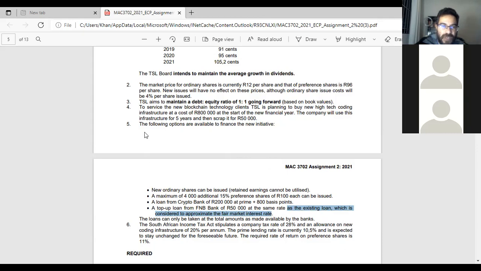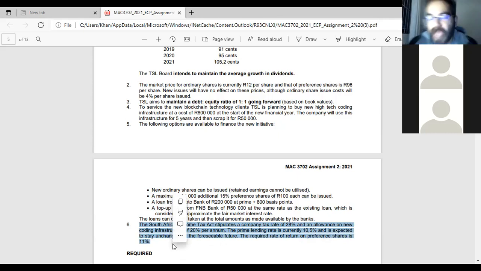Okay, so this section over here, 0.5, we're going to use this when we deal with part A next week, source of finance. So you can ignore that. Then they're just telling you the South African tax stipulates a company tax rate of 28% and an allowance on new coding infrastructure of 20%. The prime lending rate is currently 10% and is expected to stay unchanged for the foreseeable future. The required rate of return on preference shares is 11%. So that is basically for the rest of the question.